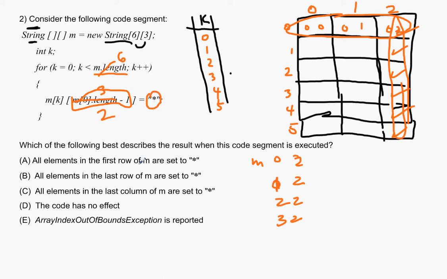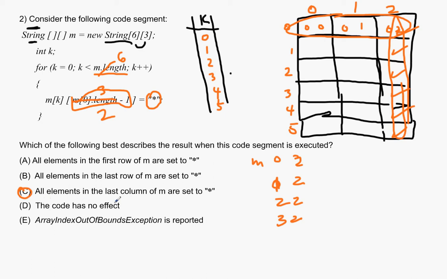All the elements in the first row? Nope. All the elements in the last row? See, they're looking for somebody to get confused with columns and rows. The last row would be here. The last column, filled with stars, that's looking good right now.